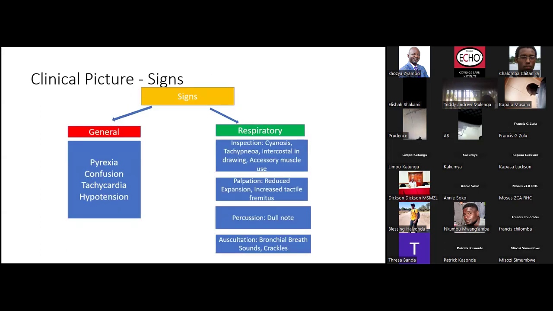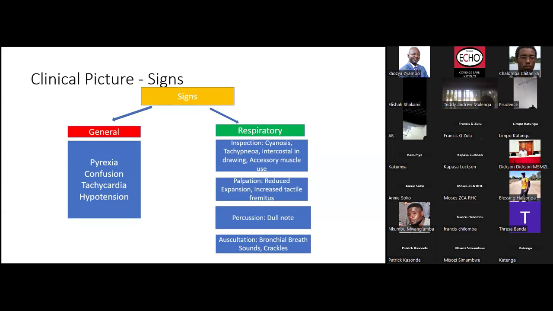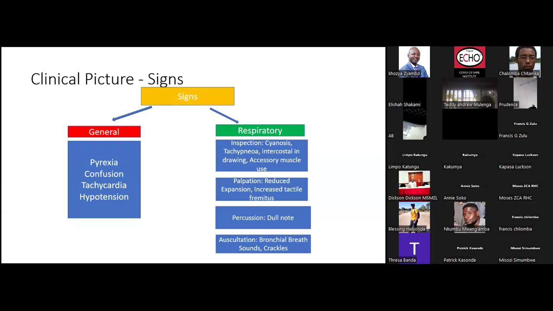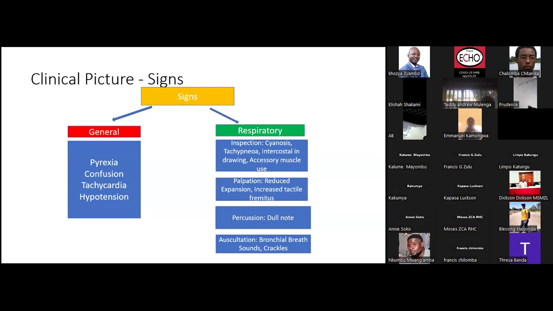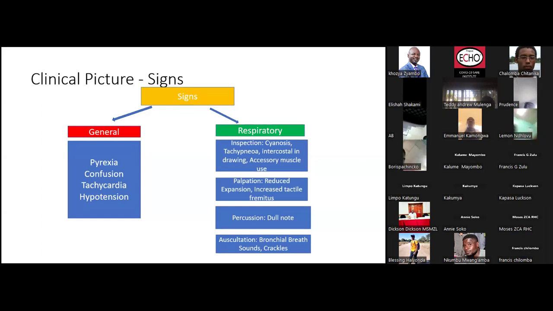When you look at the signs, again, you really want to look at the general signs. Is the patient confused? Do they have tachycardia, hypotension? And then on inspection, you want to check if they have any signs of hypoxia like cyanosis, what their respiratory rate is, whether they have any signs of respiratory distress like chest indrawing, things like reduced chest expansion, and what the auscultation sounds are. So it's really a standard respiratory assessment.